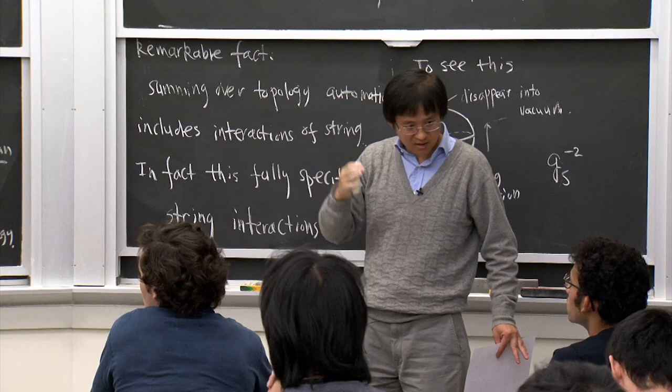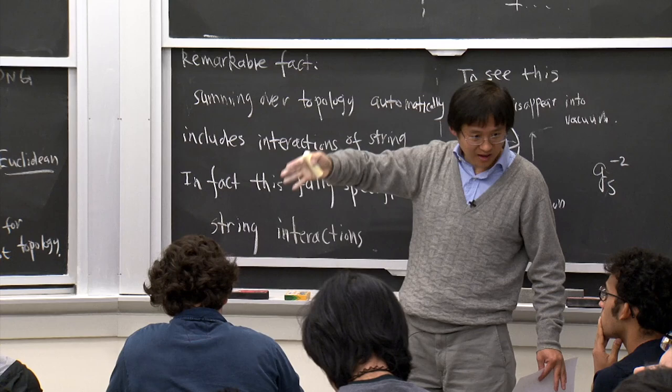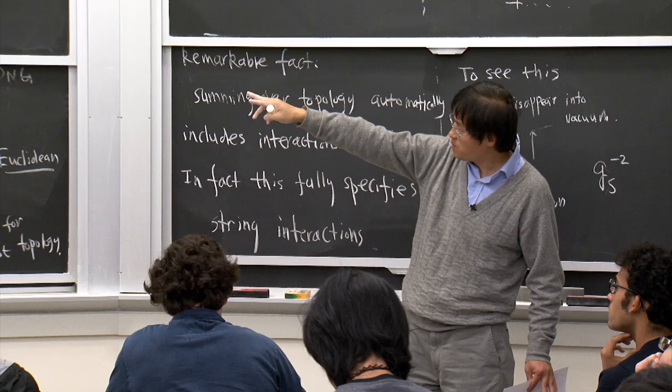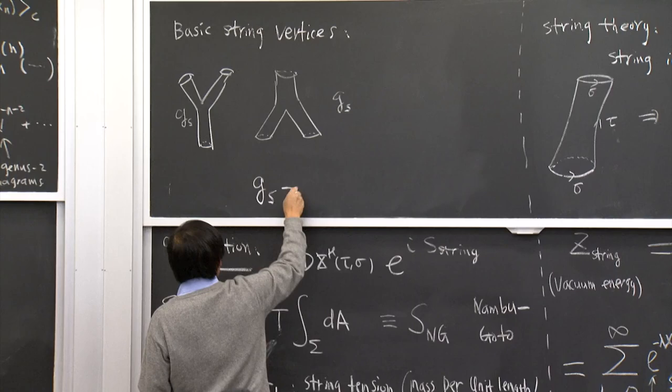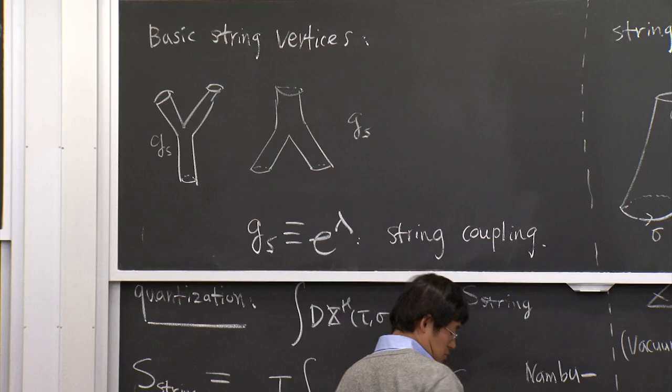And indeed, it's a very good question. You can try to slice the diagram in an arbitrary way, and that may give you some other things. That's fine. And then you can assign weight for some other vertices, but they will all be consistent with these fundamental vertices. So essentially, this g_s, which I called xn lambda, is essentially the coupling for the string. It essentially determines the strength of the string interactions.